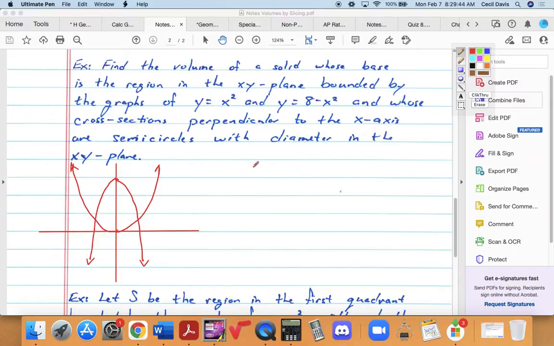We do need to know where these two intersect. So if I have x squared is equal to 8 minus x squared, I've got 2x squared equals 8. So x squared equals 4. So x equals, always think about both the positive and the negative square root. So this point and this point, this is going to be 2, 4, and this is going to be negative 2, 4.